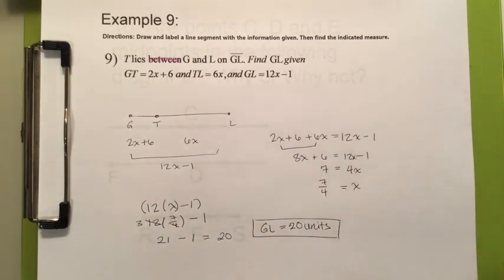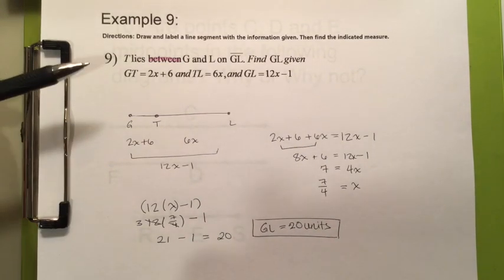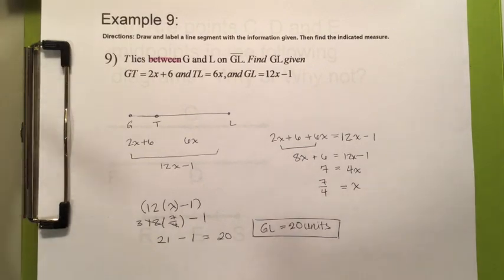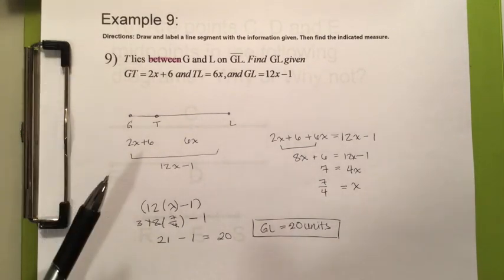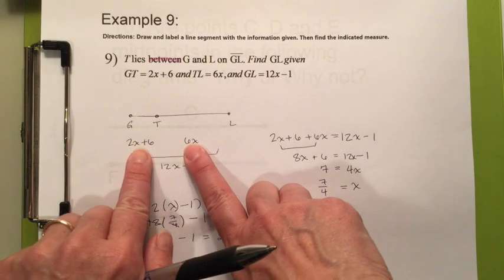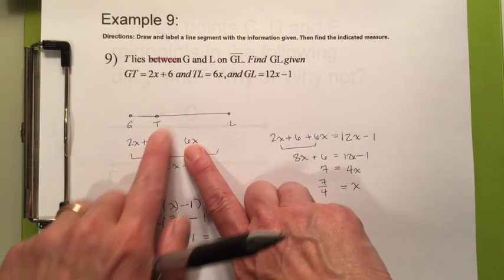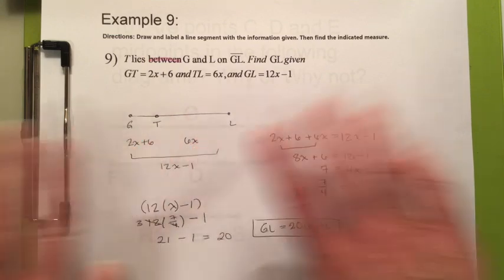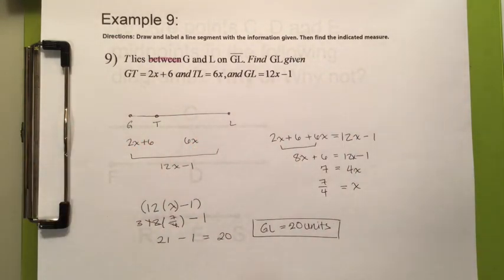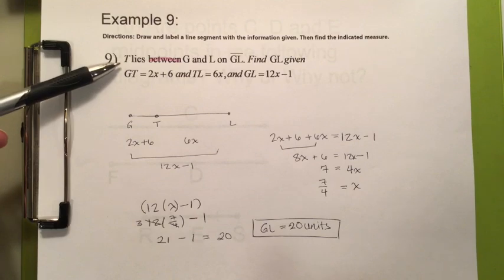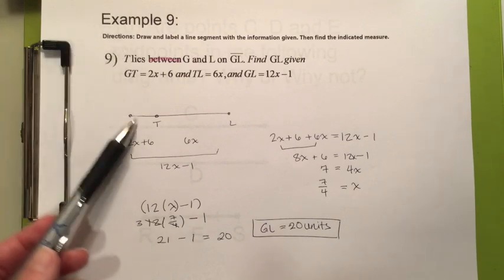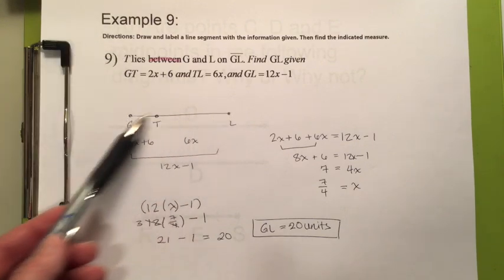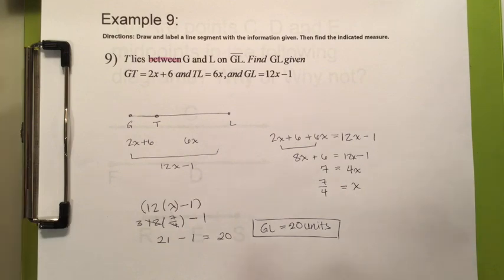And that's it. The mistake that students tend to make on this one is we've been doing midpoint problem after midpoint problem, and they say, oh, I'm just going to set these two equal to each other because T must be a midpoint, so these must be equal, and then find x and then find GL. Well, it doesn't work that way in this case because it doesn't tell me that T is a midpoint. It only tells me that T is somewhere between G and L on the segment GL.